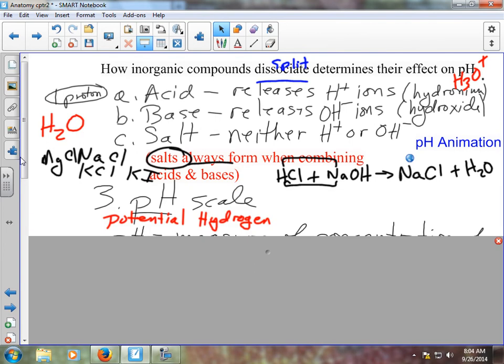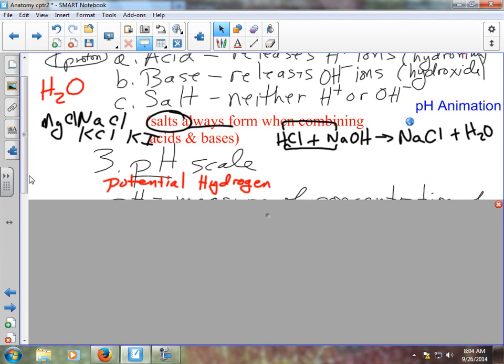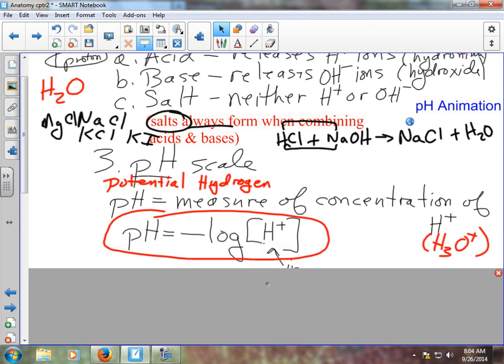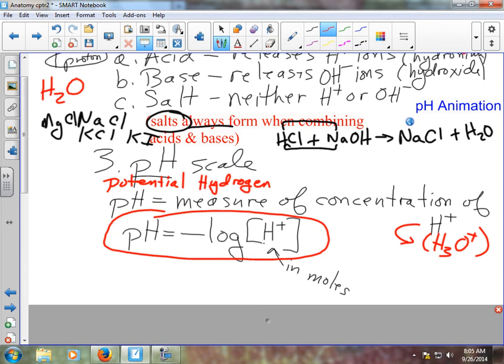So this pH scale, I don't know who came up with it, but the pH actually stands for potential hydrogen. The potential hydrogen scale is a measure of the concentration of hydrogen. But the hydrogen usually doesn't last very long in that state. It quickly turns into H3O+. There's not usually just hydrogen floating around in solution. It bonds to water to form that hydronium. And this is the formula. This is actually how we get the pH value.